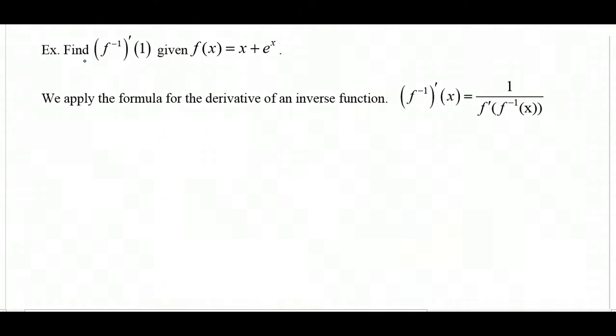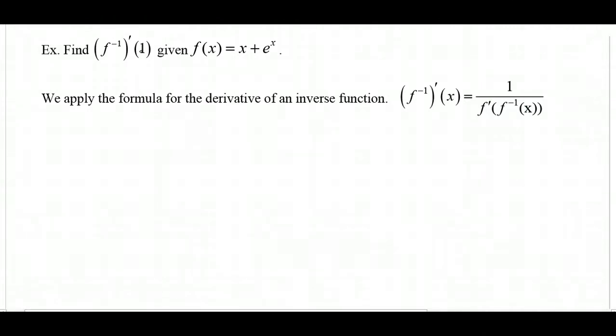Alright, so in this first example, I want to find f inverse prime of 1 given f of x equals x plus e to the x. And I'm actually starting out with one of the more difficult examples, but it's a really good chance to go step by step through this type of problem. So I want f inverse prime of 1. And we're going to apply the formula for the derivative of an inverse function, which is f inverse prime of x equals 1 over f prime of f inverse of x.